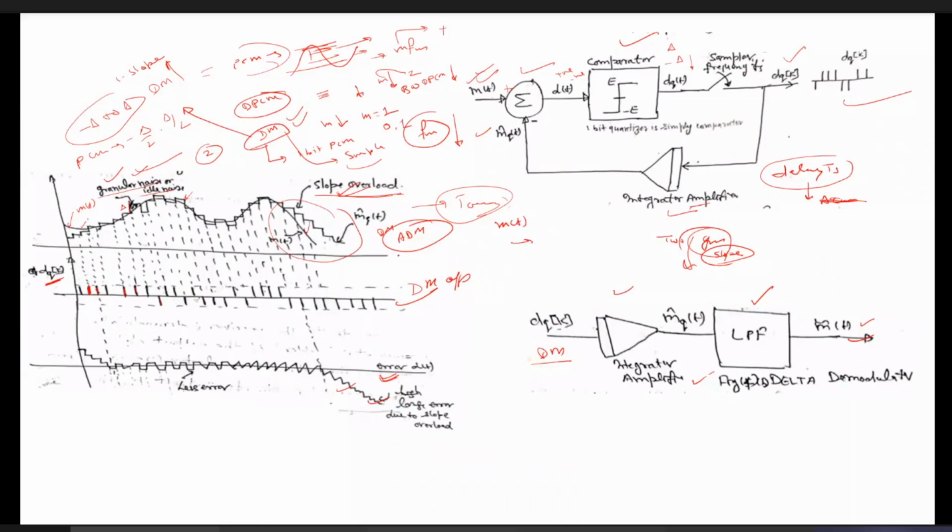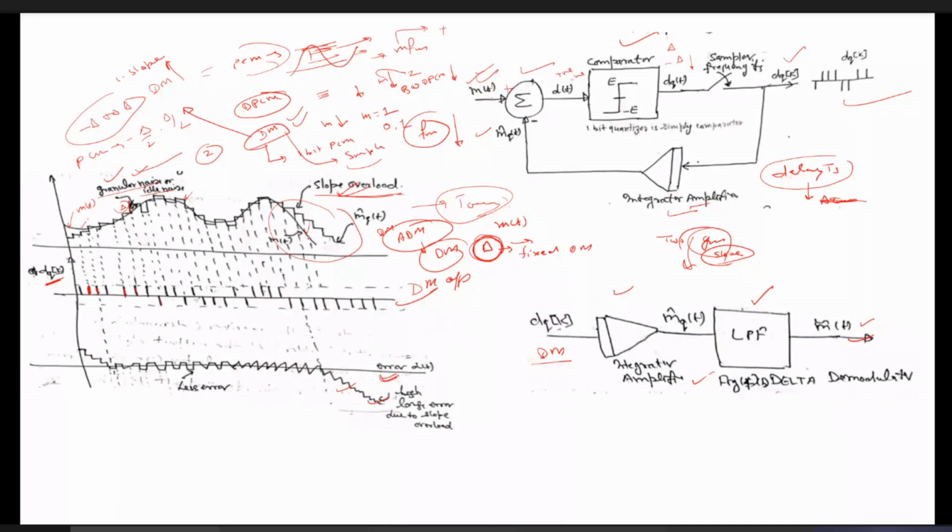In adaptive delta modulation, what happens? In delta modulation, what do we do? This step size delta remains constant, that is, it is fixed in delta modulation. Whereas in adaptive delta modulation, this step size changes according to the variation of the message signal. That is, the step size is not constant; it is adaptive with respect to the message signal.